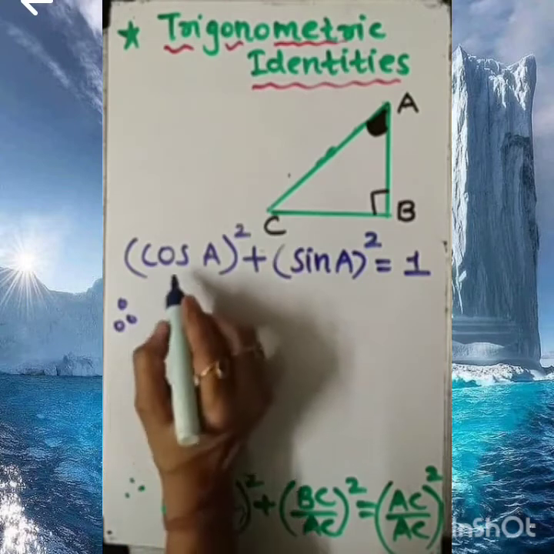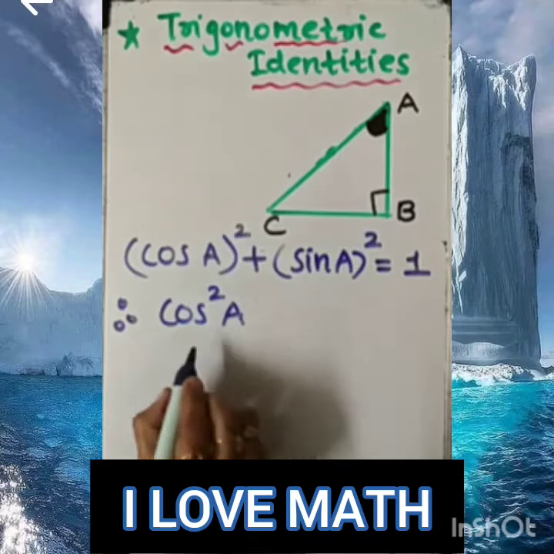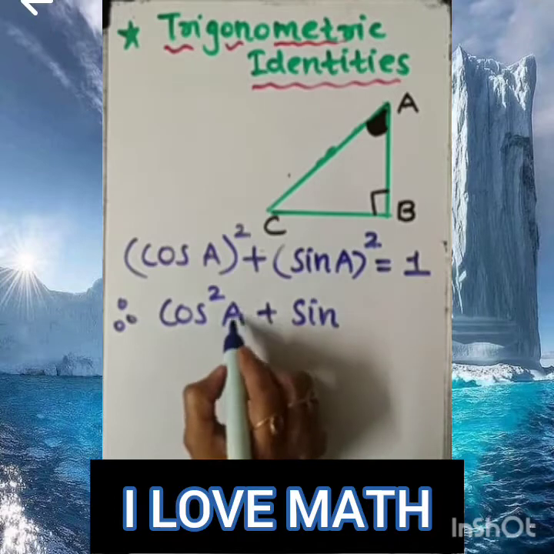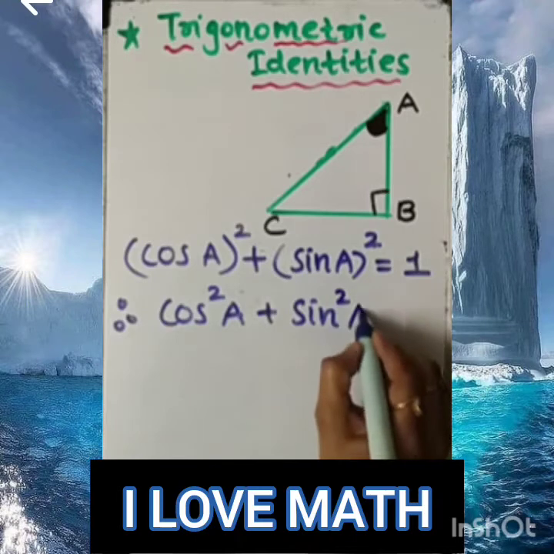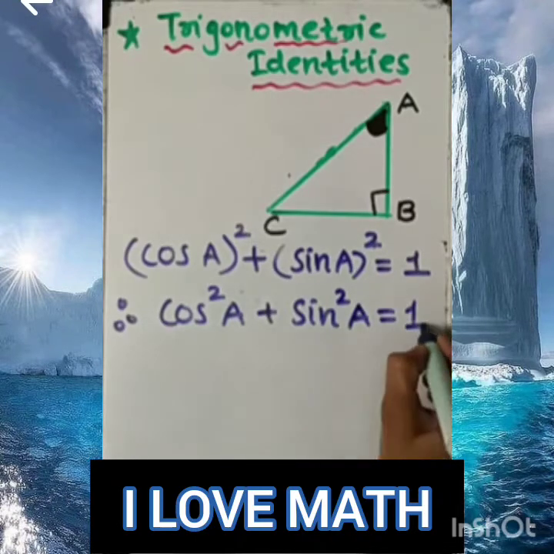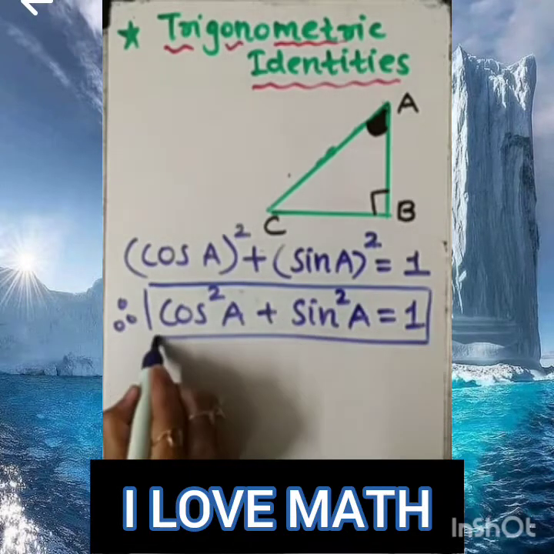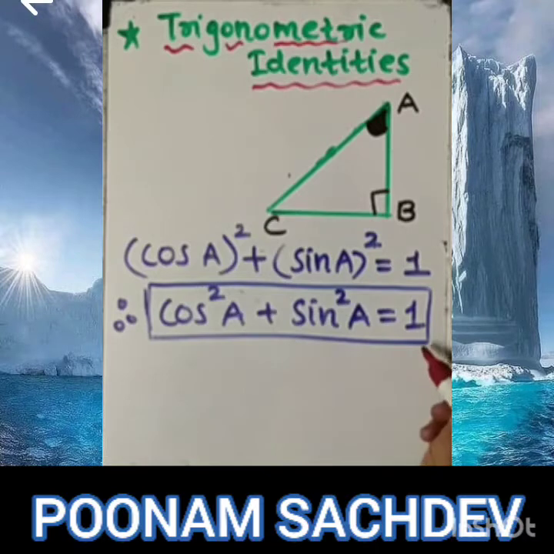Therefore, cos A whole square is written as cos square A. This is the technique of writing the square for a trigonometric ratio. We should not write cos A whole square, but we need to write sine square A this way, that is equal to 1. Yes, dear student, this is our first required identity. This is the first trigonometric identity: cos square A plus sine square A equal to 1. Keep this identity in mind.